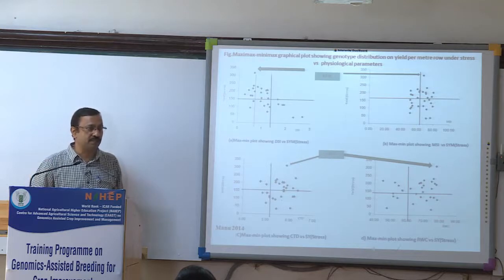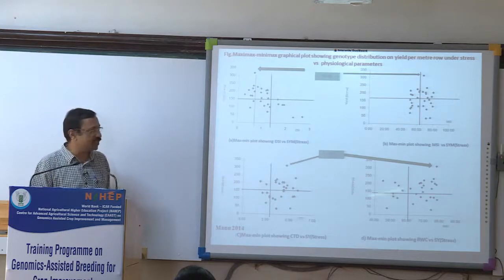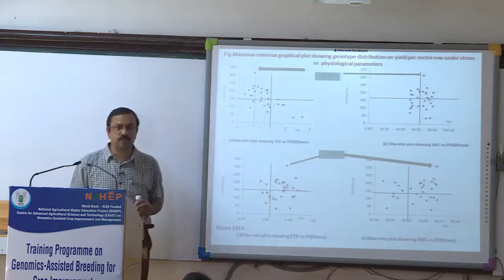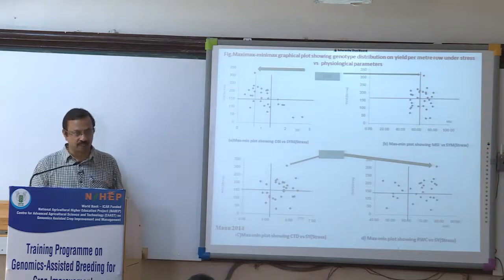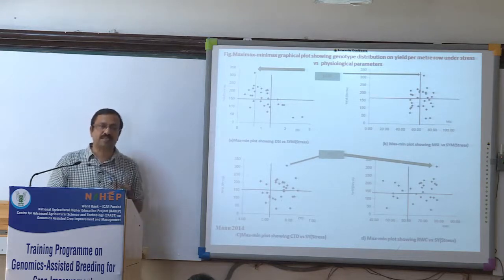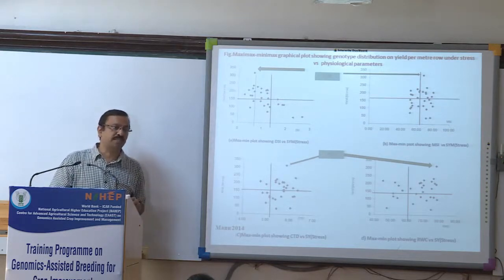You require some other parameters, and we could establish using this max-minimum plot that it is basically the relative water content and the membrane stability index that play a major role. But that's a different question. As a breeder or a crop improvement person, what am I interested in? I am interested in yield per se.